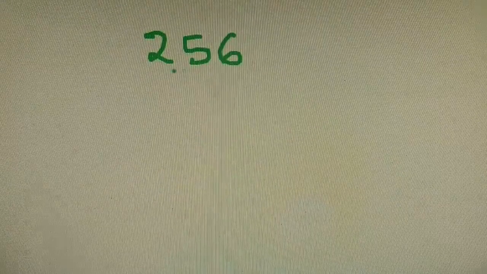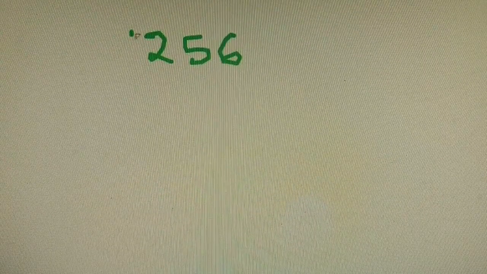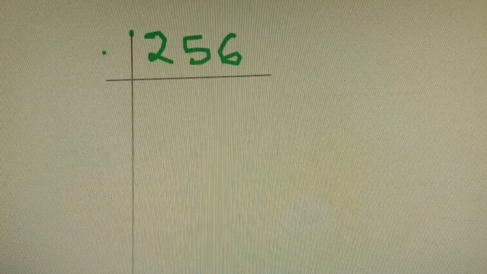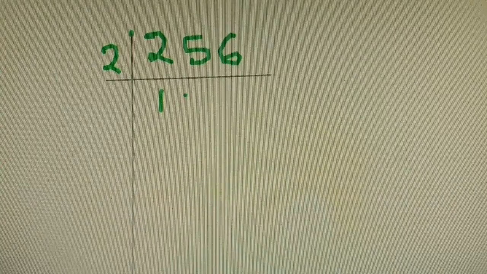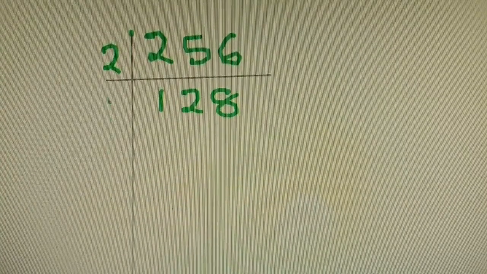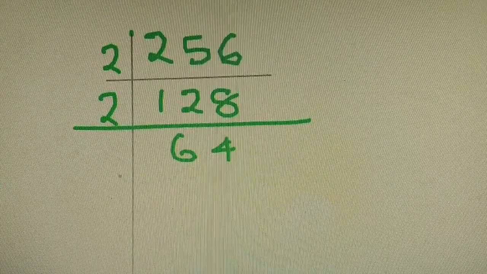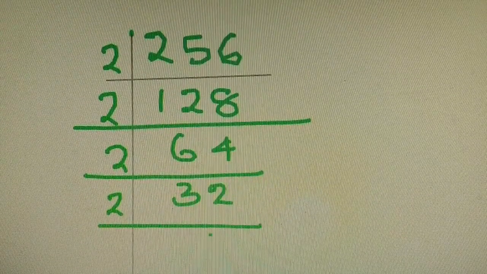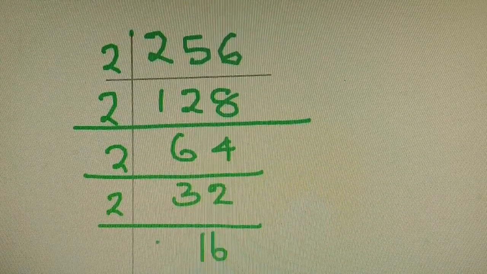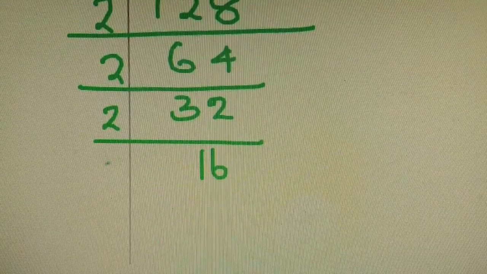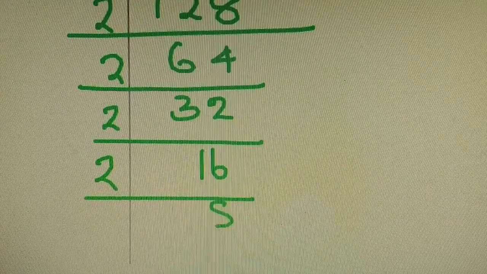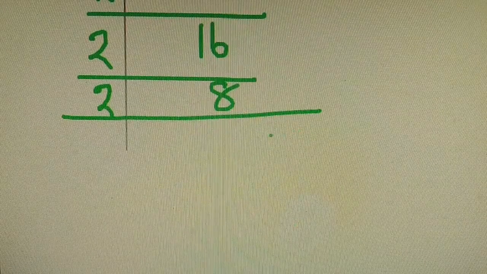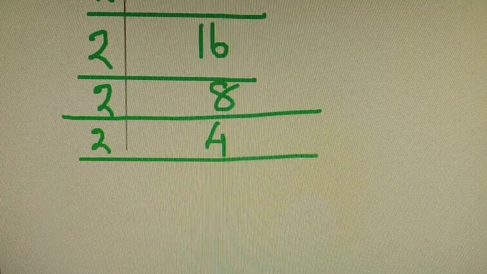So 256, anyway that is an even number, so we can divide the number 256 by 2. Okay, first I divide by 2, 2 2s are 4, then 128, then once more with 2, that is 64, then with 2, that is 32, then once more with 2, 16. So this way we can continue. Okay, then by 2, that is 8, then by 2, that is 4, then by 2, the number 2.